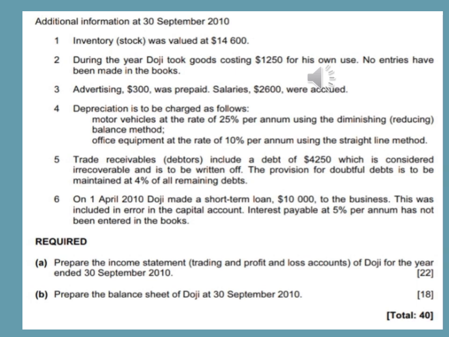I repeat, first we will subtract 4250 from the debtors that are given in the list of balances. Whatever the remaining amount for debtors is, we will apply 4% to that amount, and whatever the amount comes, we will match that amount with the provision for doubtful debts amount given in the list of balances.